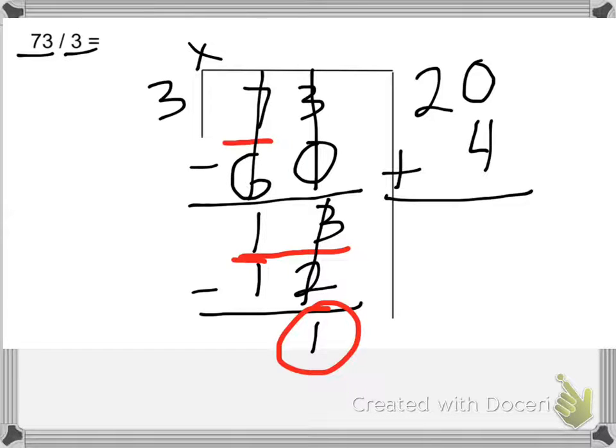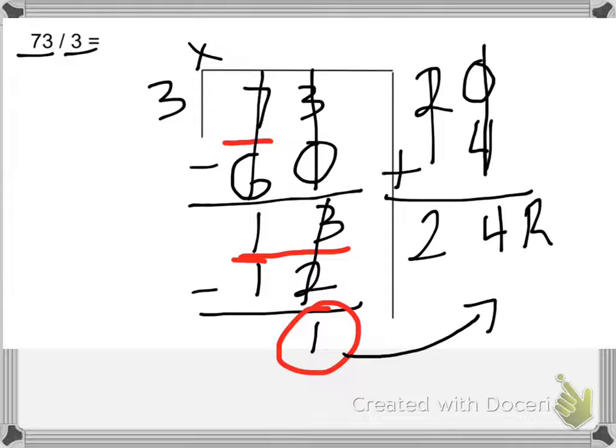So I'm going to add 20 plus 4. 0 plus 4 equals 4. 2 plus nothing equals 2. So I'm going to get an answer of 24 with a remainder of 1. And that's going to be my answer.